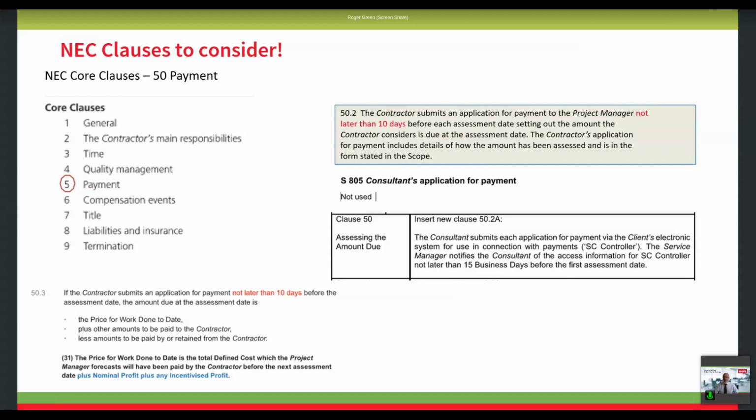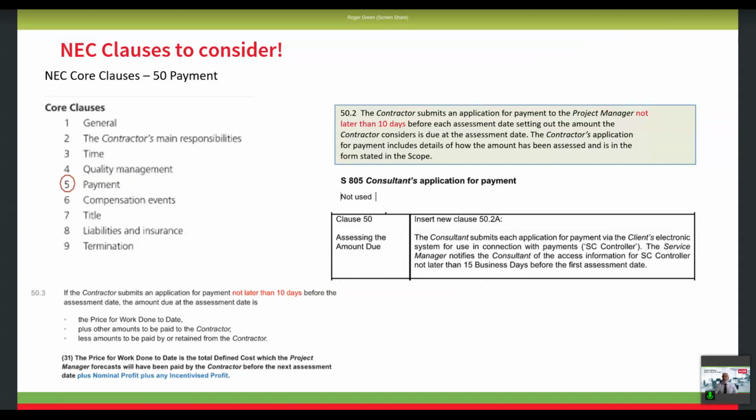Payment, obviously another key part of this, is that we have to submit applications for payment. Those application payments effectively trigger the process for the payment. And assessing the amount due under clause 50 is telling us how we actually submit that information, and it has to be done 15 days before the application date.